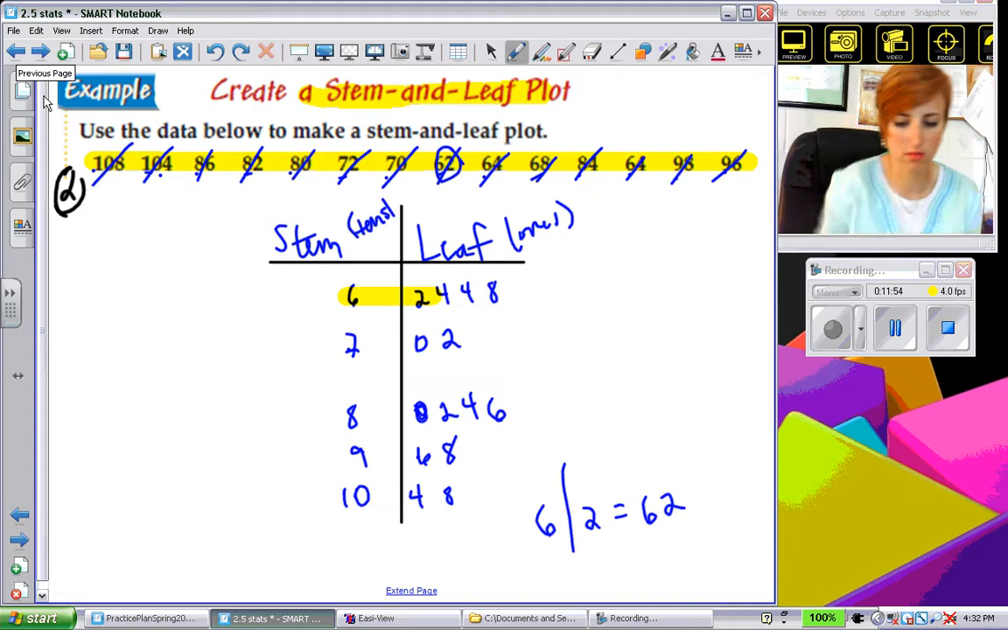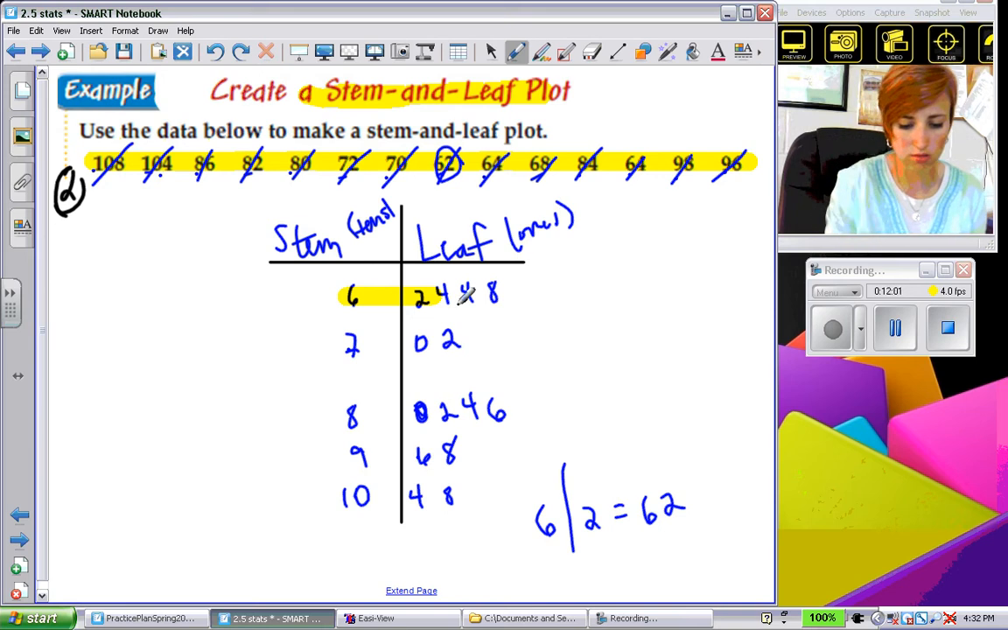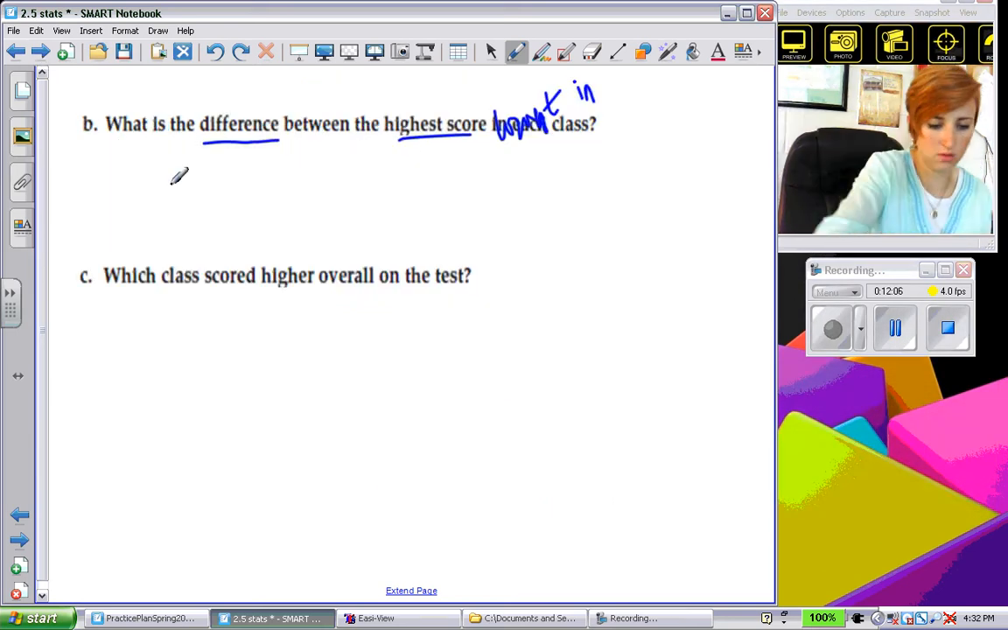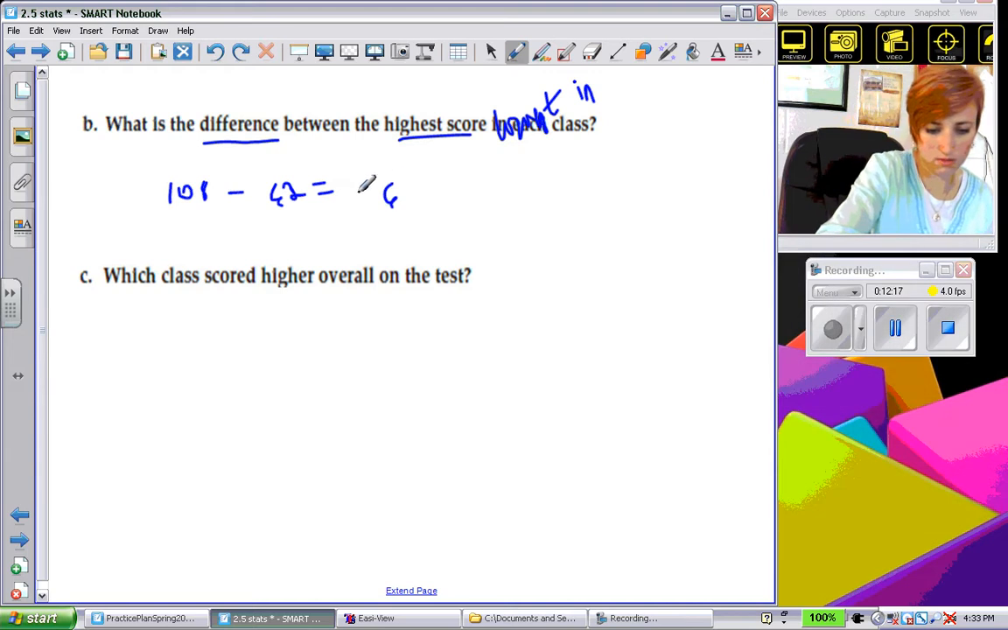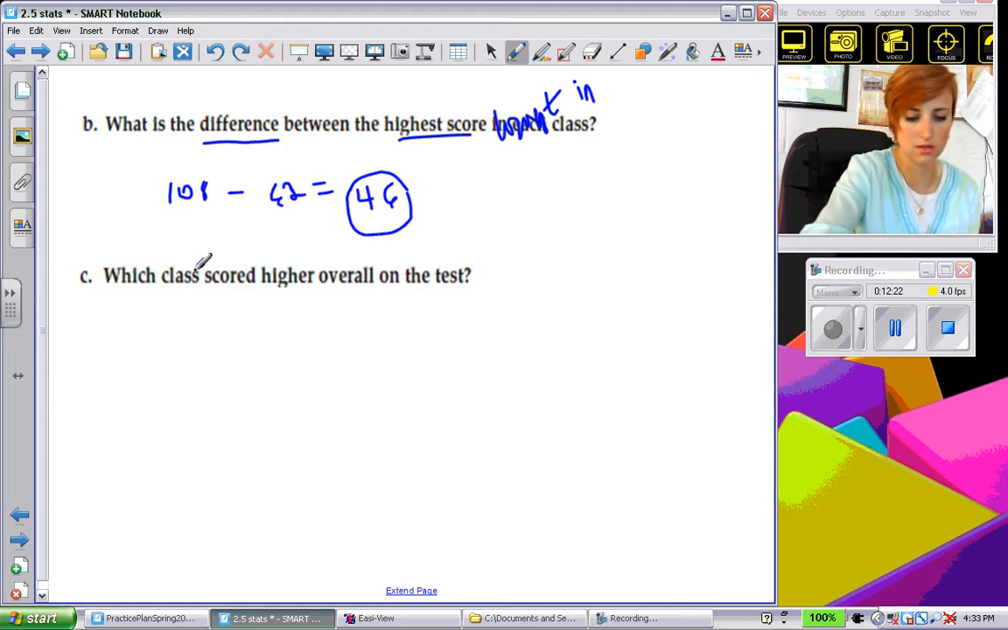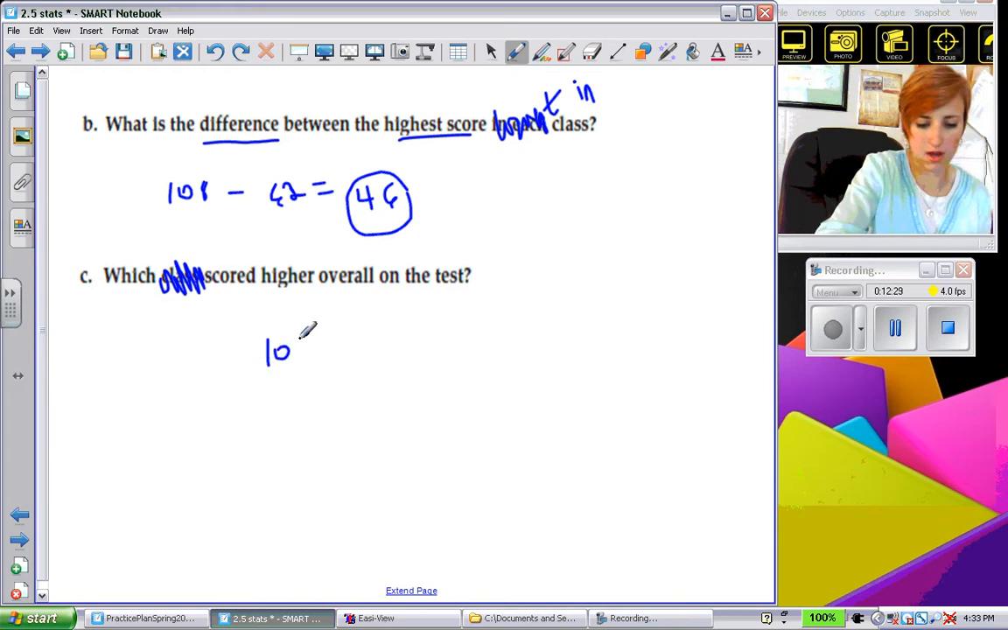Okay, and so we look across here, and we have our lowest score is 62. Okay, and then our high score is 108. So 108 minus 62 is 46 for the difference between the high score and the lowest. Or it should say, what is the highest overall on the test, and that would be our 108 is our highest.